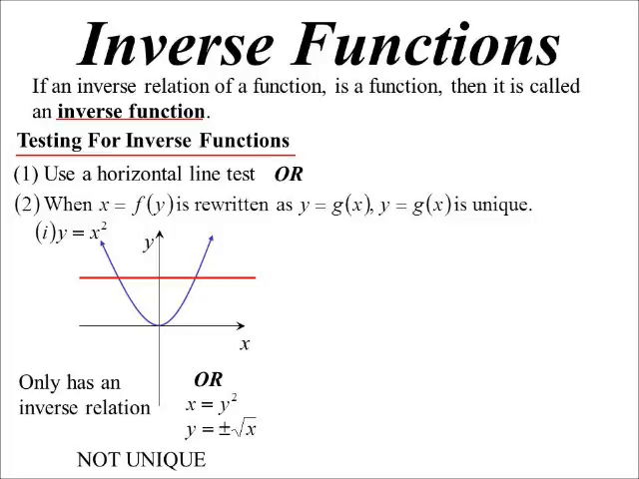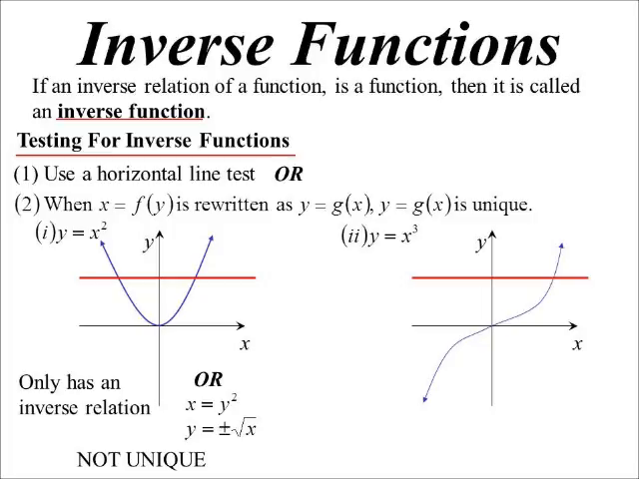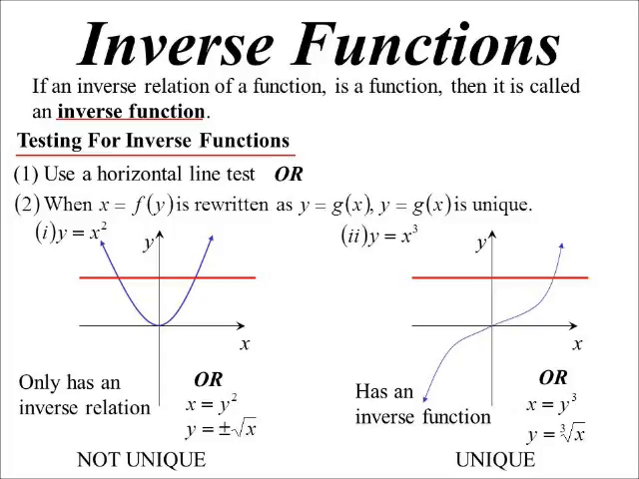Right? Not unique. As opposed to a very dodgy cubic. That one satisfies the horizontal line test. So visually, yeah, that's going to have an inverse function. If I swap the x and y's around, x equals y cubed, well, y equals the cube root of x, it's unique. Because when we're dealing with real numbers, there is only one cube root of x.